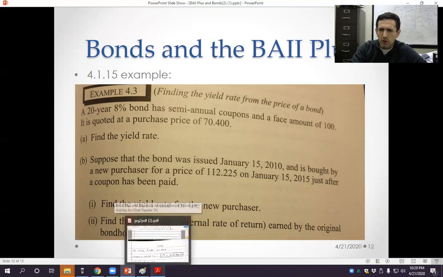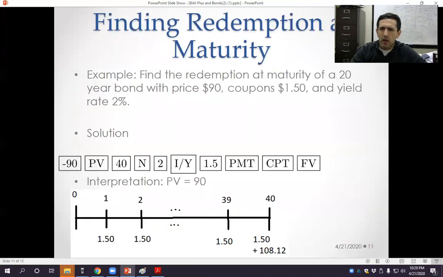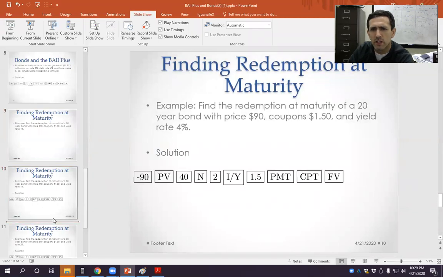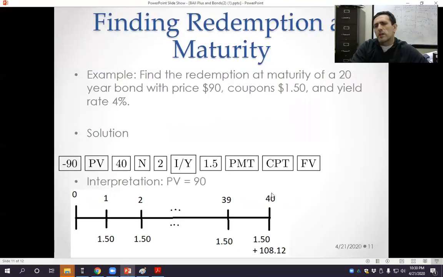Okay, so yeah, and this is interesting because we're going to have to set this up kind of like we did for this problem here, and it's still 2% here. I don't know why. Anyway, there we go. Right, so we're going to have to set this problem up to basically look like a bond with redemption at maturity that's not the face value.